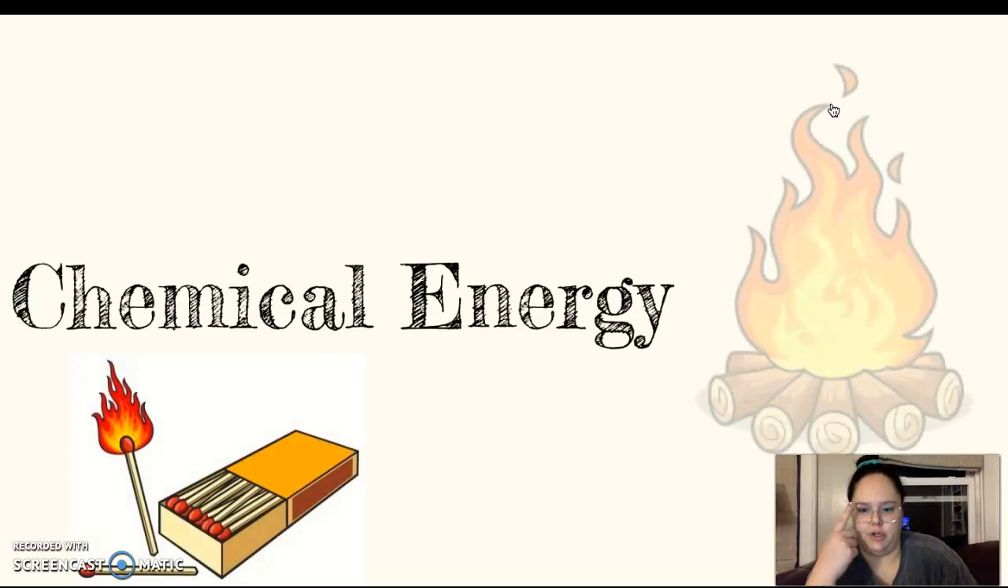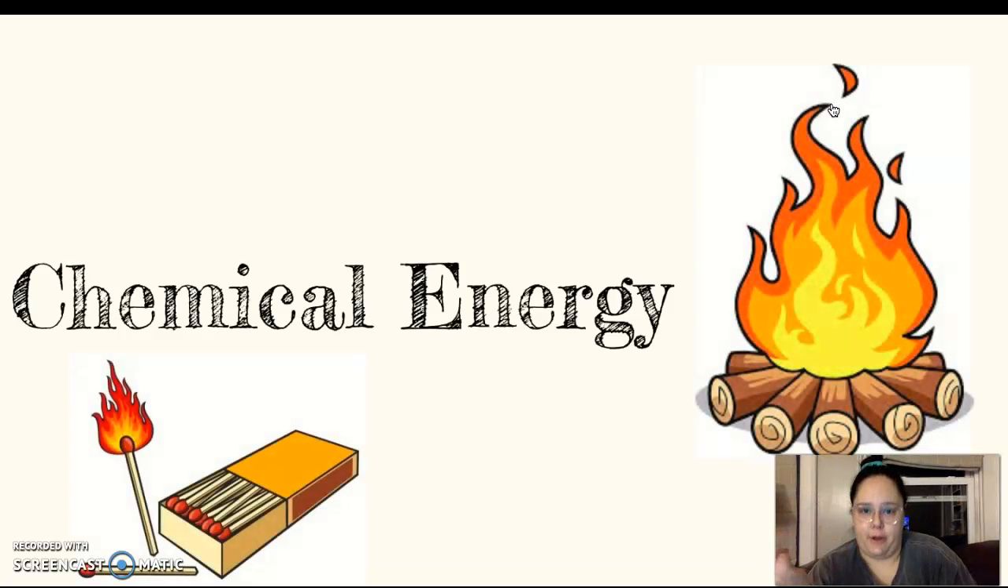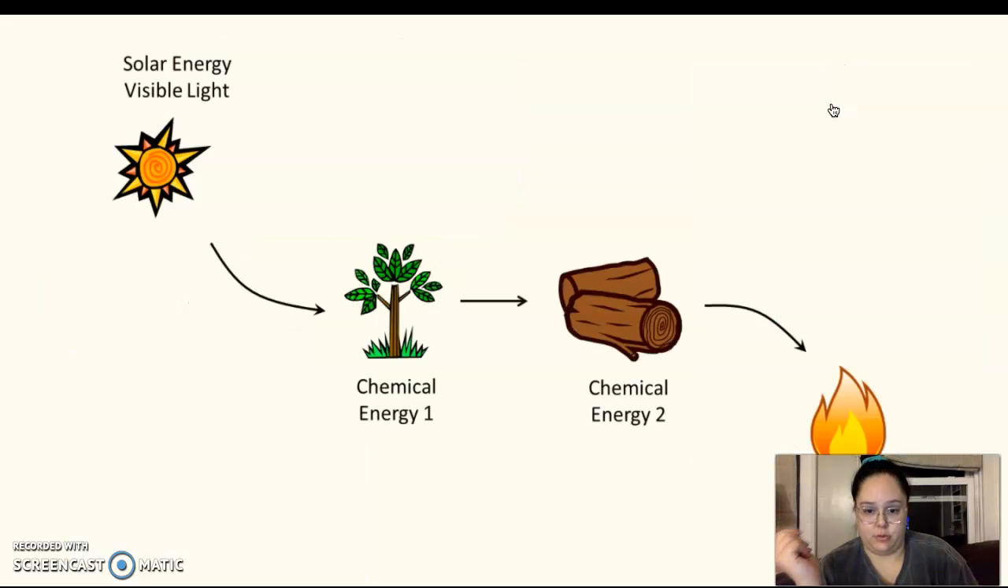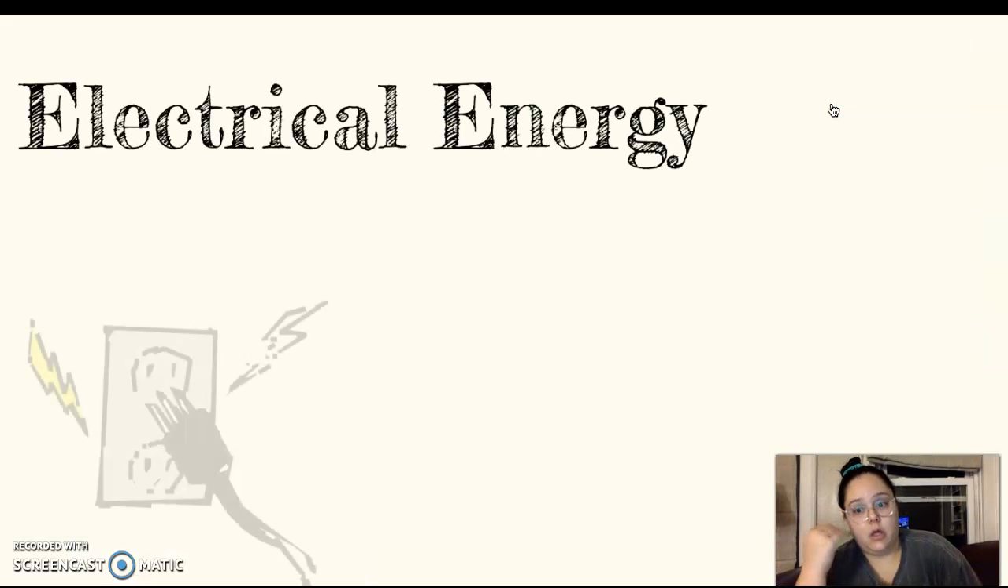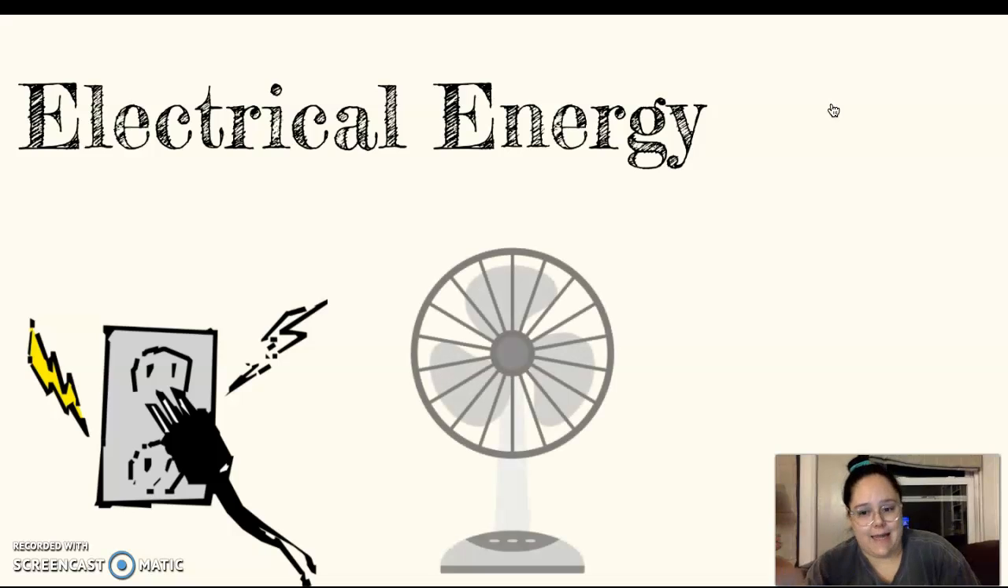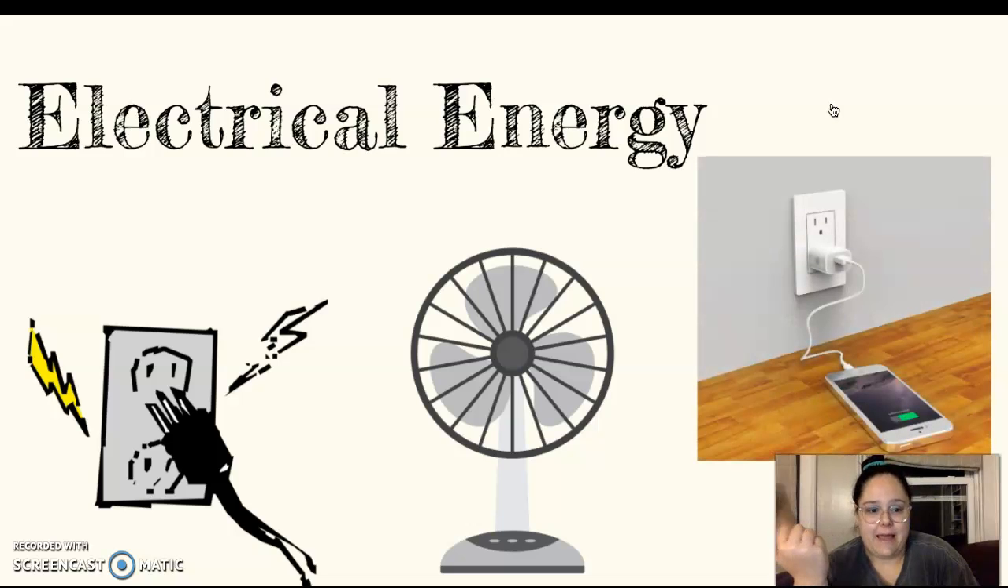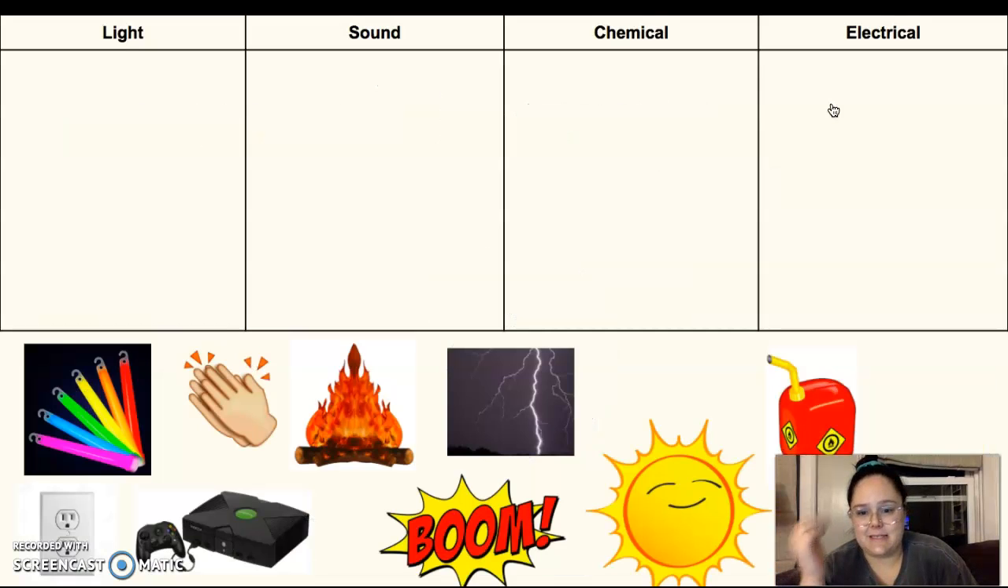And we've got chemical energy, which has a lot to do with fire because fire is caused by different chemicals combining. A battery has different chemicals inside of it that allows for the energy to be produced. And then we have electrical energy, which is anything that gets plugged into an outlet, anything that is powered by electricity. So a fan, we charge our phones using electrical energy, we turn on different devices, TVs, lights.